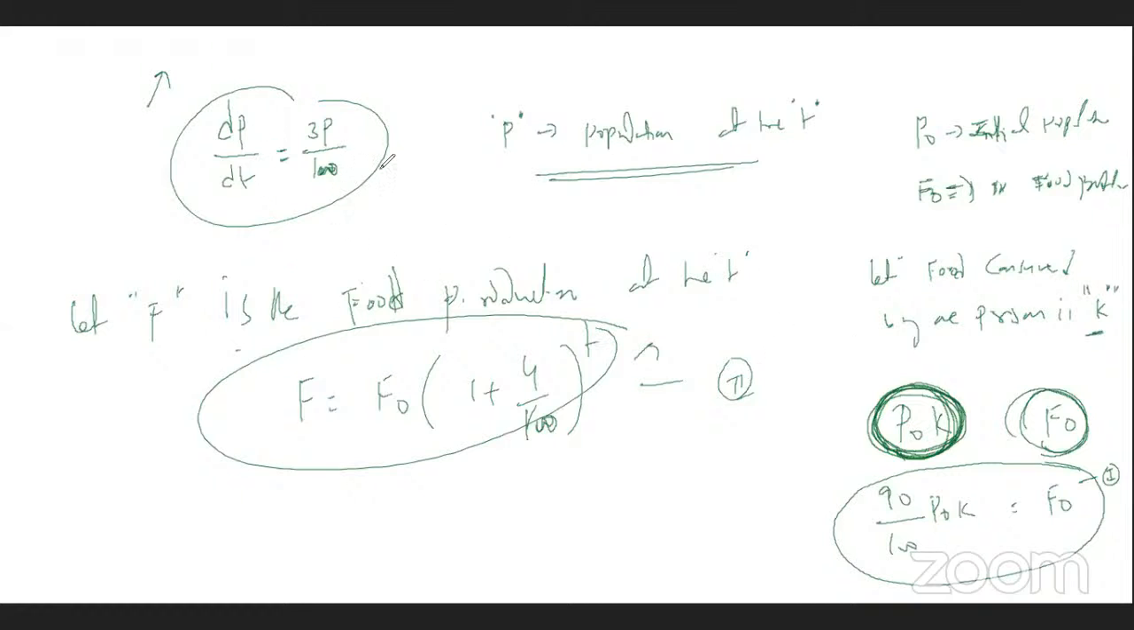So what is P here? Can you find it? dP by dt is 3P by 100. Here the dependent variable is P and the independent variable is T. I want to solve for P. How is P depending on T? What is the process? We should solve the differential equation, right?